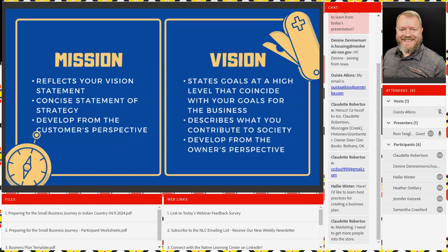Then we take all the answers to all of these questions that we've asked, and we sit down and look at what is your mission and what is your vision. Your mission reflects your vision statement, but your vision also says what would happen in the world if I accomplish my mission. Your mission statement is the very reason you exist. It's just a statement of why we're here.